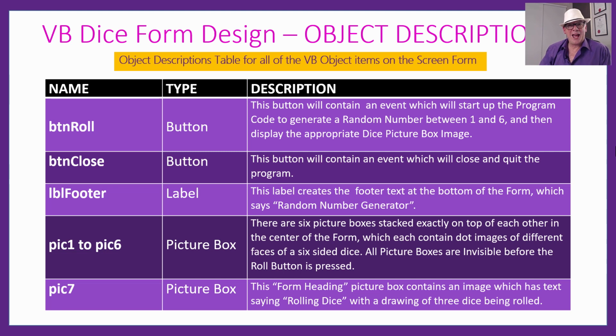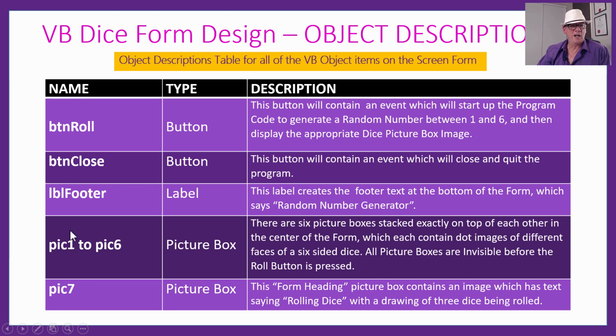The next thing you need, which we haven't done in any of our programs yet, is these object descriptions, okay? And what happens there is you make a table. We've just made it in PowerPoint and made it very colorful. But look, you could just do this in a plain black and white table in the Word document. And the object description just has the name of the object. So the objects we had on there are that button for rolling, BTN roll, BTN close, the footer, that little writing at the bottom, all our picture boxes with the dice, and picture box number 7 where we've got that heading with the 3 dice, that drawing that's in there.